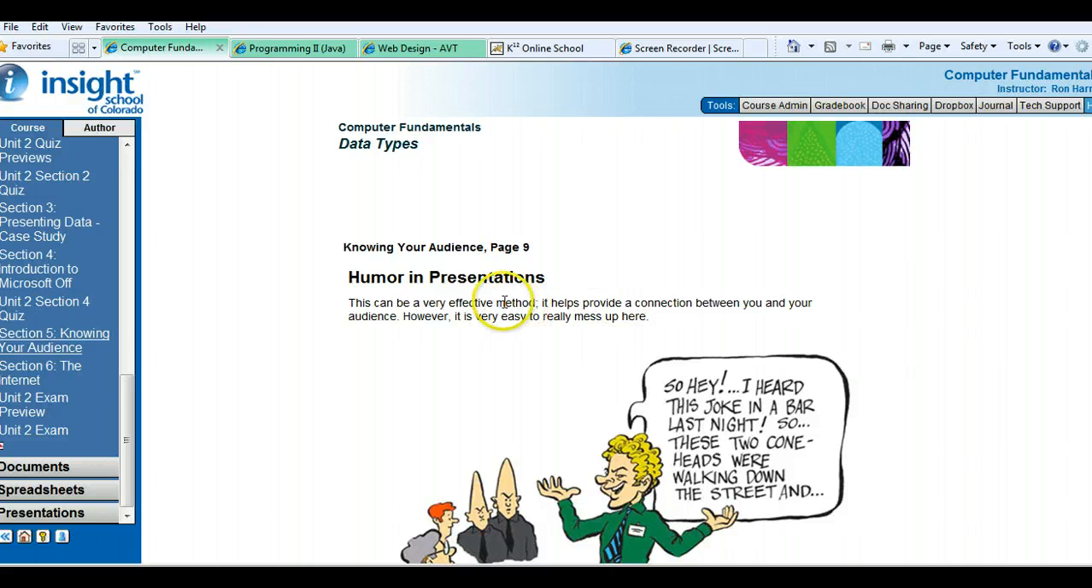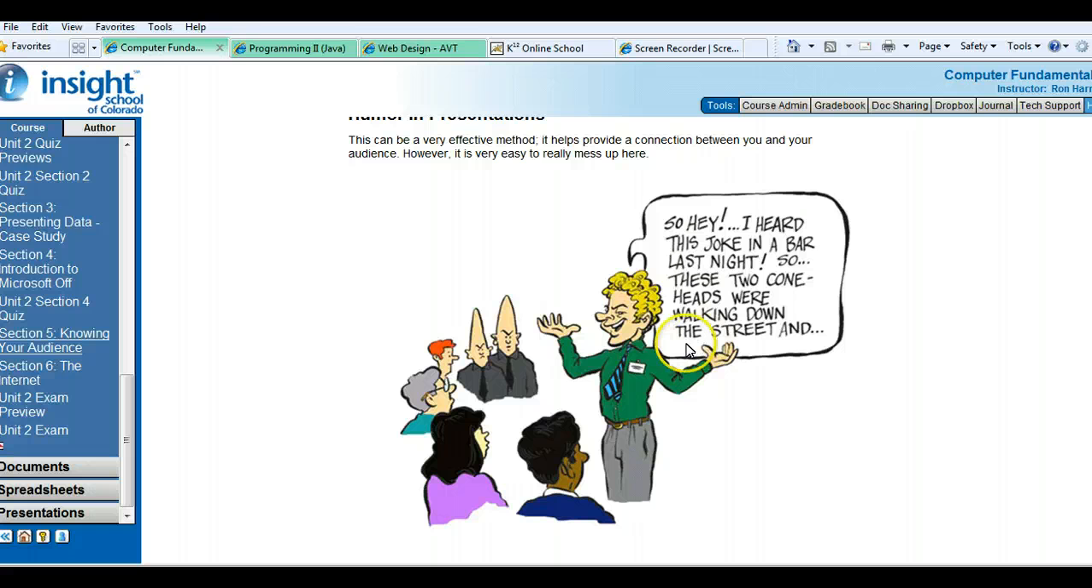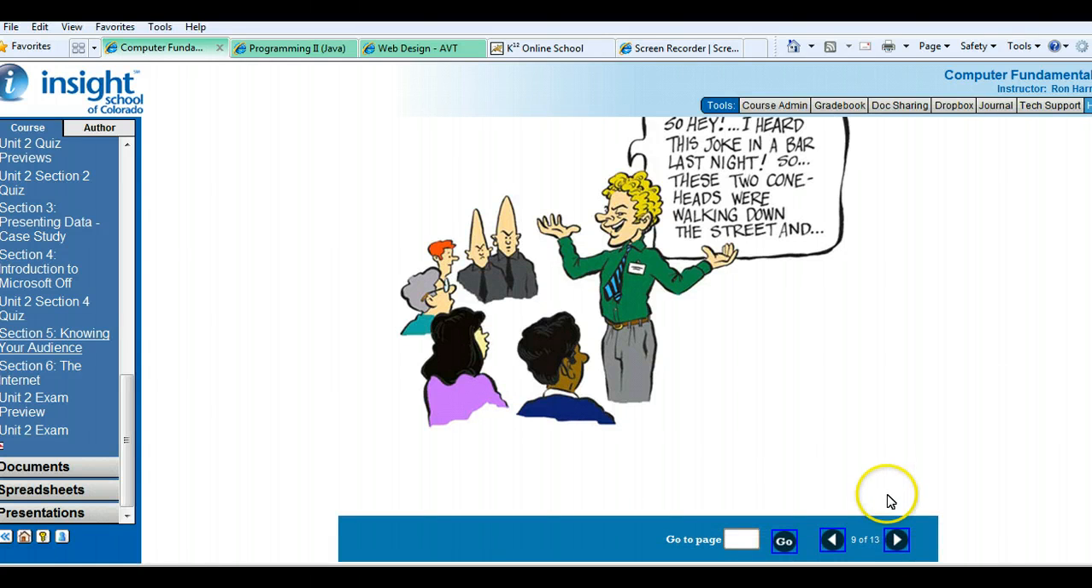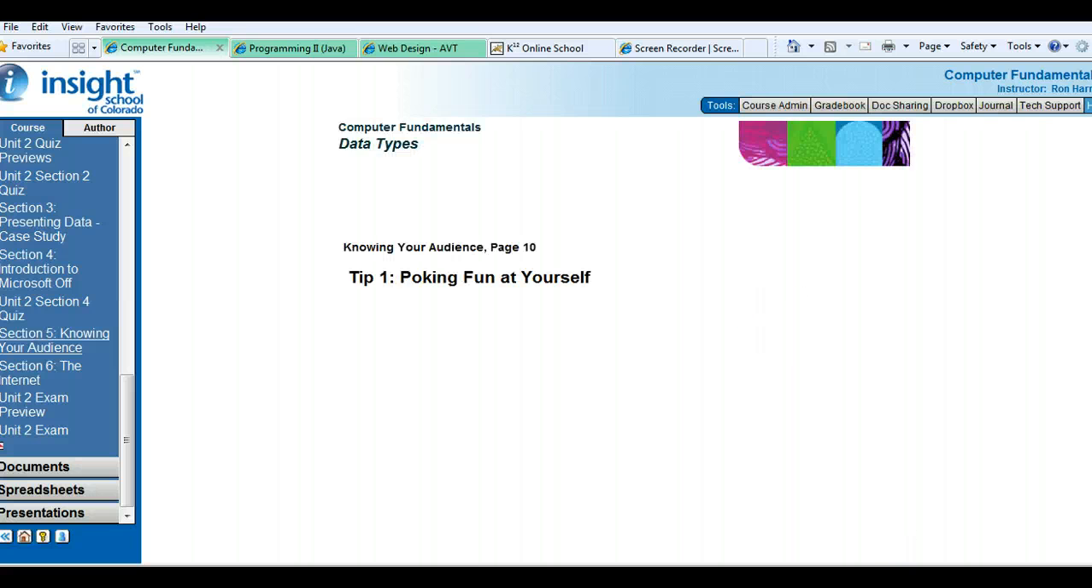Humor in presentations. Humor can be really effective, but it has to be the right humor. So here's a guy, he's going to tell a joke. Hey, I heard this joke last night. These two coneheads were walking down the street. Well, there's coneheads in the audience, so of course he's going to make them upset. So the humor has to be the right type of humor at the right time in the right place.